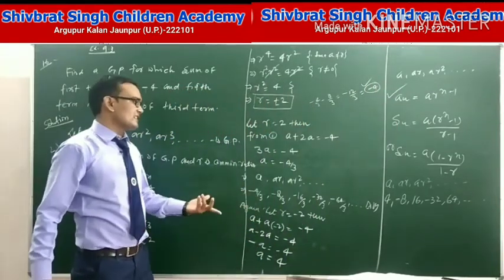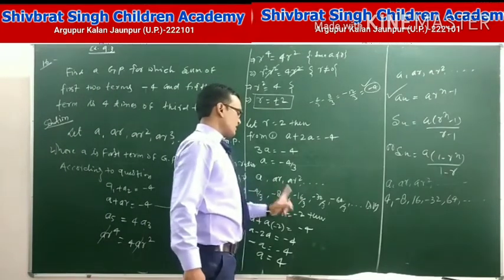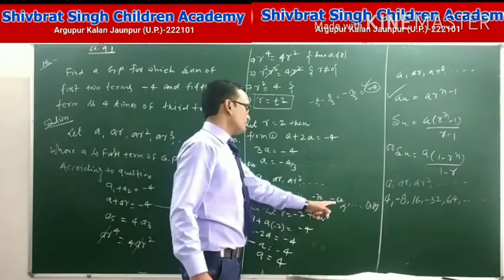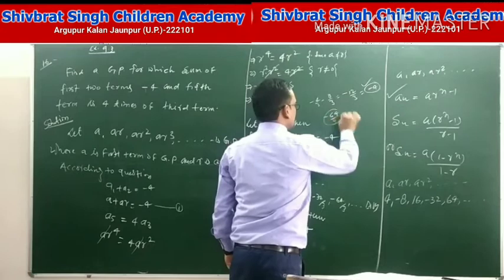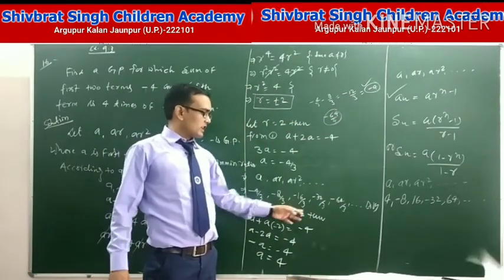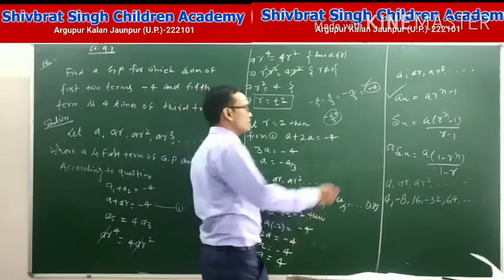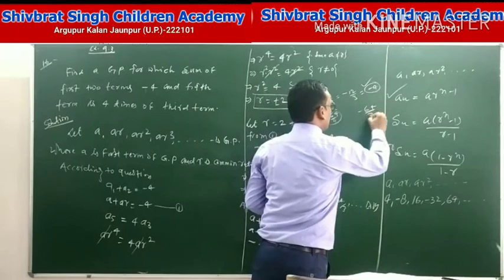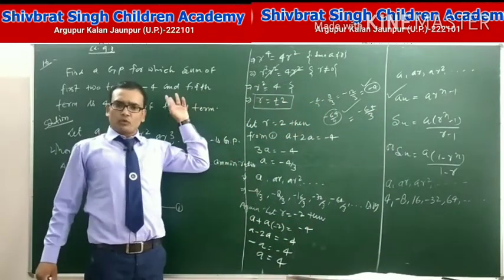And the second condition: the fifth term, counting first, second, third, fourth, fifth. The fifth term of the GP, minus 64 by 3, should equal four times the third term. Four times the third term is equal to minus 64 by 3. Both are equal. Then the first GP satisfies both conditions.